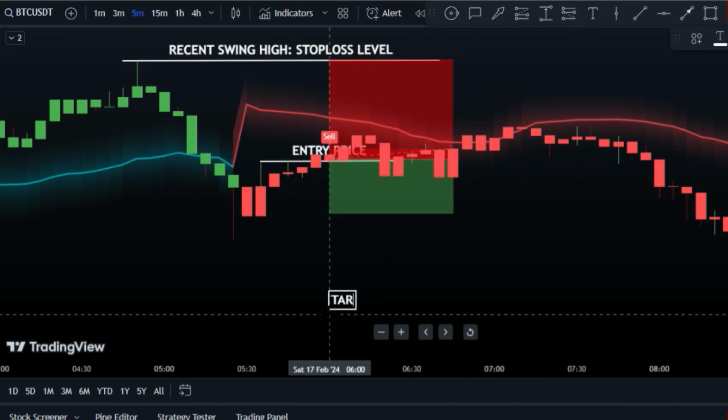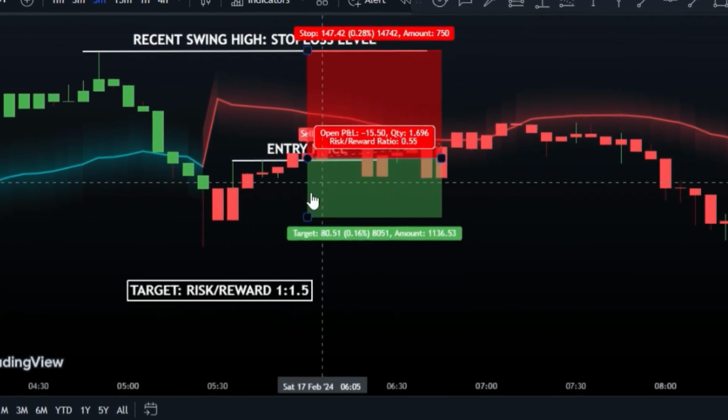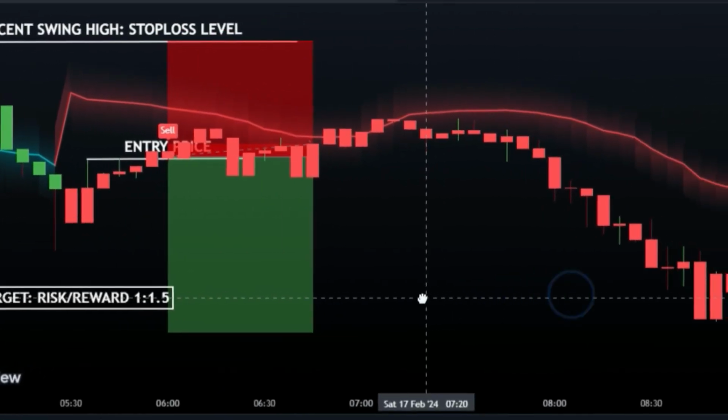And when it's time to close the trade and secure your profits, aim for a target that's 1.5 times the risk of the trade, ensuring a balanced risk-to-reward ratio.